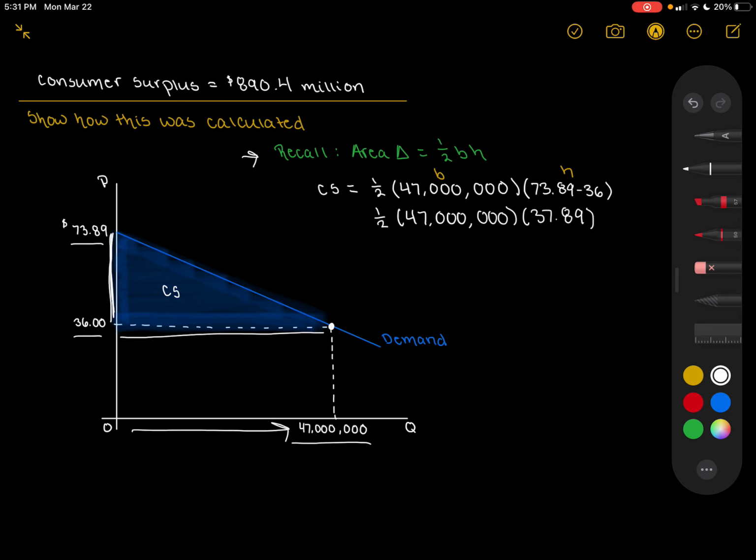And then all we have to do is multiply this out using our calculators or however you want to do it, and we'll see that we have consumer surplus, which is equal to that 890.4 million that was given to us at the beginning.